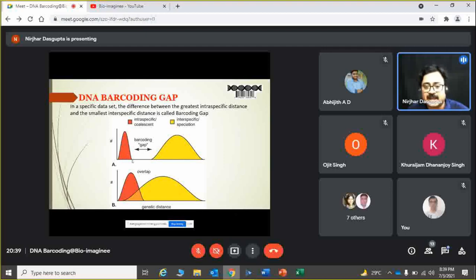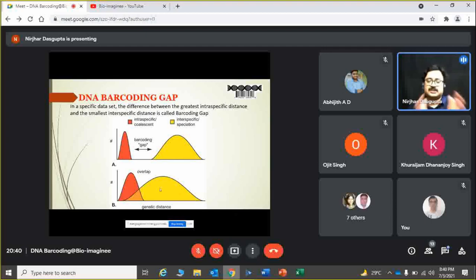And if there is an overlap between these two, that is, even the highest intraspecific diversity overlaps with the lowest interspecific, then that particular marker, that is the gene or locus you are using for this DNA barcoding, cannot be used. There should always be a gap between the intraspecific and interspecific diversity. This gap is called the barcoding gap. If this gap is present, that means that particular marker can be used as a barcode. If this gap is not present, that particular marker cannot be used as a barcode. So this is very important in DNA barcoding.